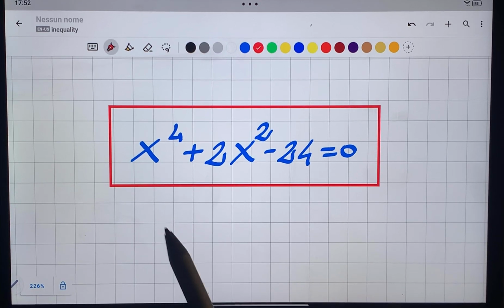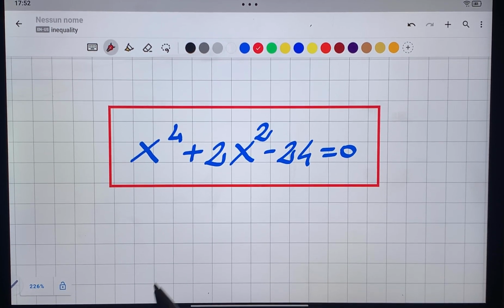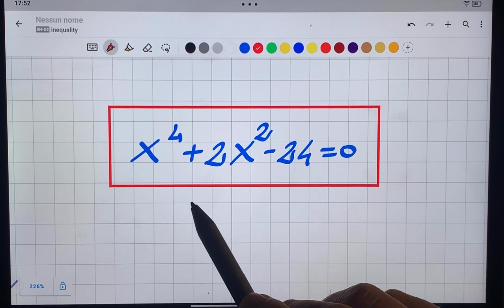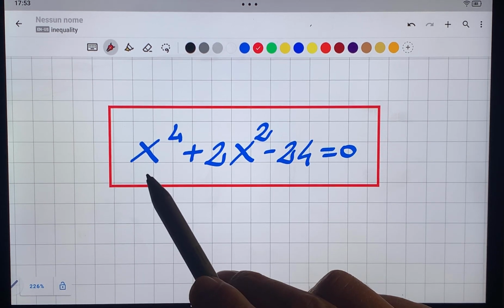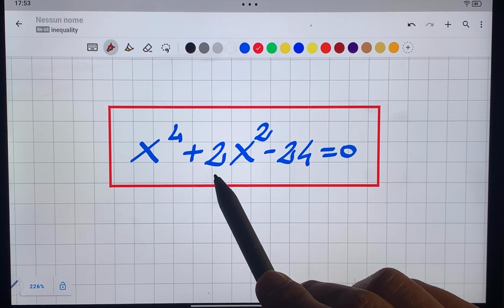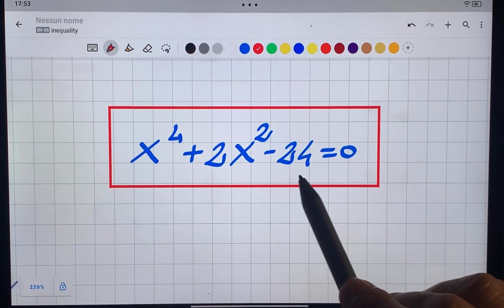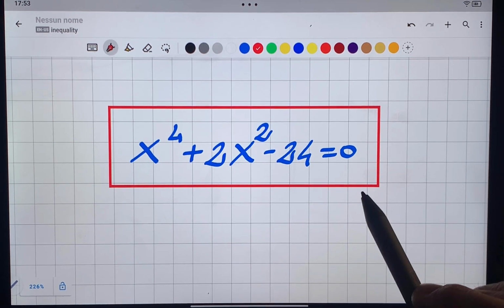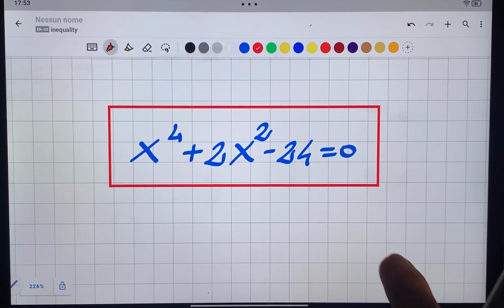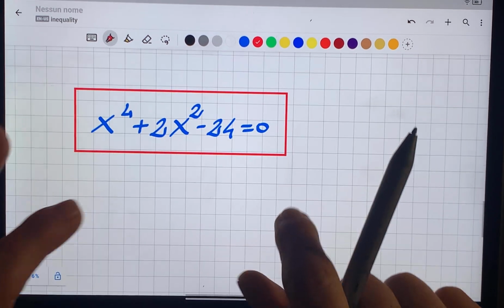Hi everybody, today we will solve this interesting fourth degree equation without using the quadratic formula. So x to the power of 4 plus 2 times x to the power of 2 minus 24 equal to 0. Now, as I said, we are not going to use the quadratic formula.